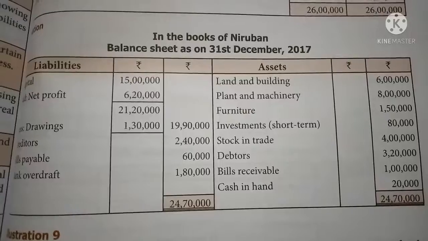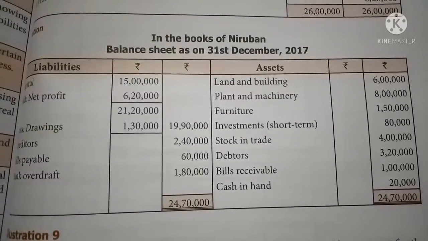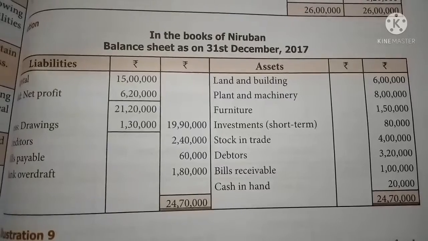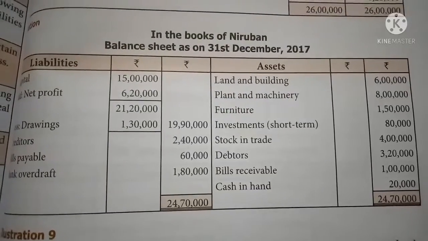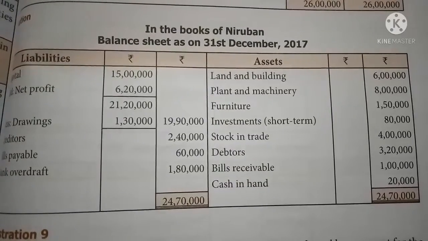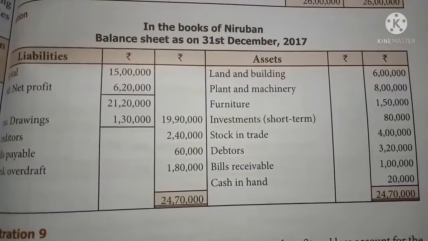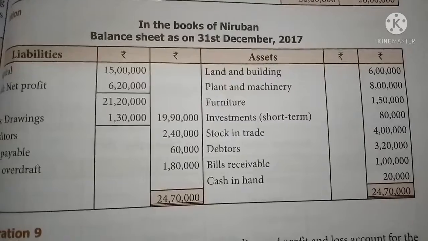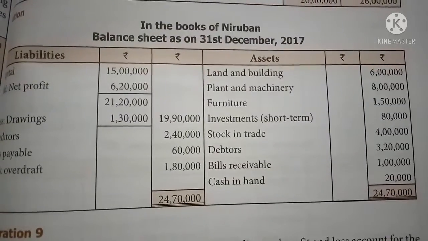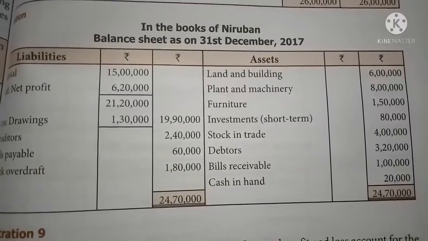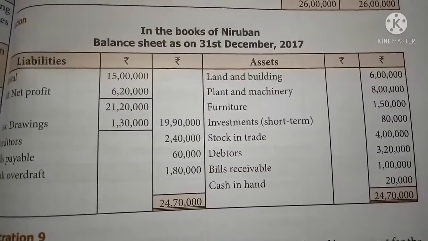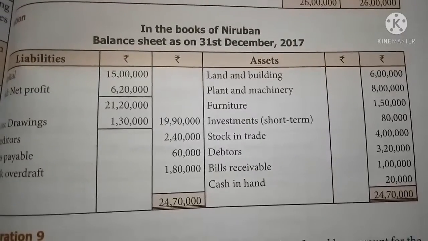Then on the asset side, some of the assets are given in the sum. Land and building 6 lakh, plant and machinery 8 lakh, furniture 1 lakh 50, short term investments 80,000, stock in trade, that is closing stock, 4 lakh, debtors 3 lakh 20,000, bills receivable 1 lakh, cash in hand 20,000. You can take the various assets and write all of them on the asset side.